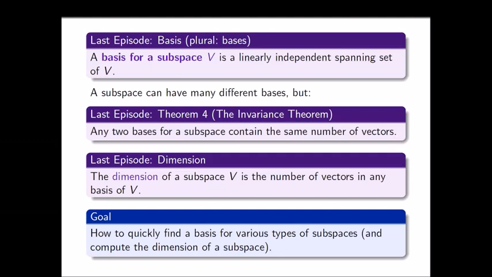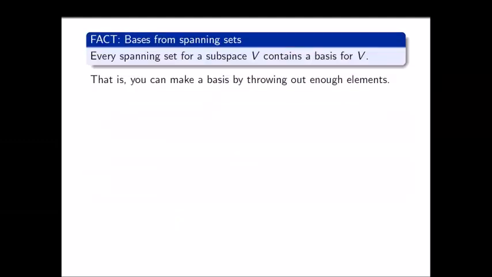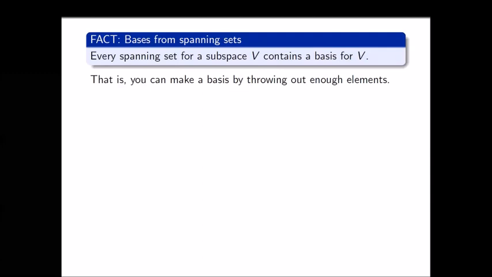So as I mentioned a moment ago, in this episode, we are going to learn how to quickly find a basis for different types of subspaces and therefore compute their dimension. So note that every spanning set for a subspace V contains a basis for V. And that is because every basis is a linearly independent spanning set. So in general, a spanning set might not be linearly independent, and that's what stops it from being a basis. But we can fix that by throwing out enough elements.